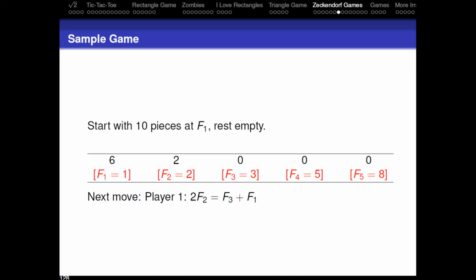Now we chose to take 2 more from bin 1 and move it to bin 2. Now we have 6 on bin 1, 2 on bin 2. Notice the weighted sum is still 10. And now I'm saying, let's take the double on F2 and split that into an F3 plus an F1. So 2 plus 2 is 4, which is the same as 3 plus 1. What else could we have done rather than splitting the double on 2?